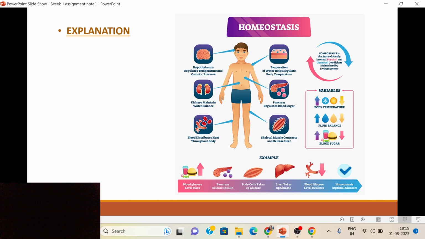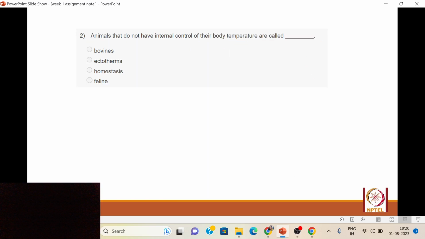So these are the examples of how our body maintains homeostasis, that is the state of steady internal physical and chemical conditions that is maintained in the living systems. Not just the human body, but all living systems maintain homeostasis for their living, right? Okay, I guess this much explanation is enough, and it was a very simple, direct question, right? Okay, we'll move on to the second question.